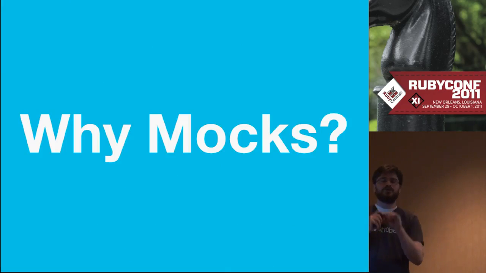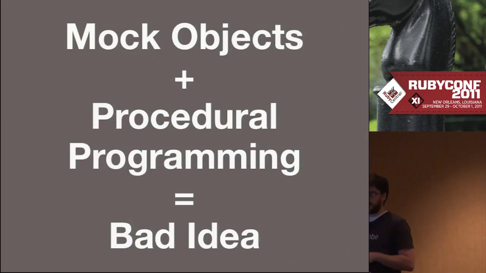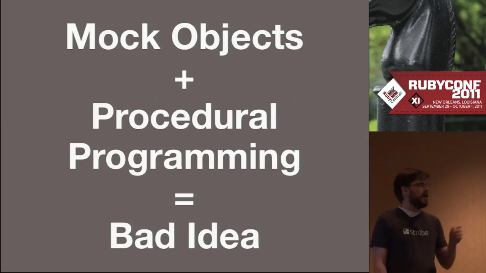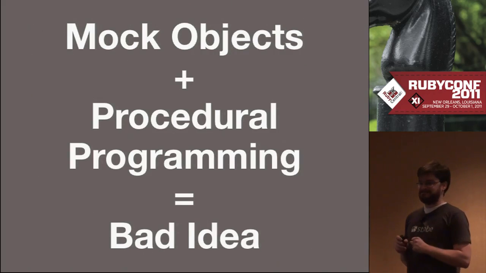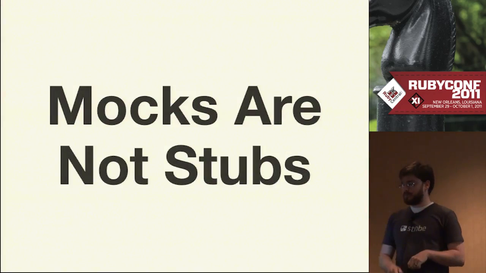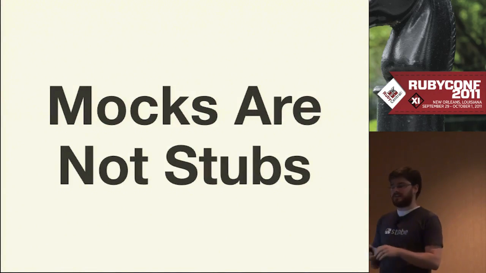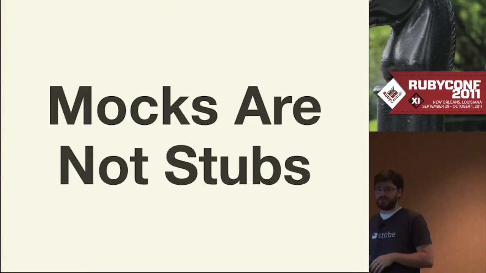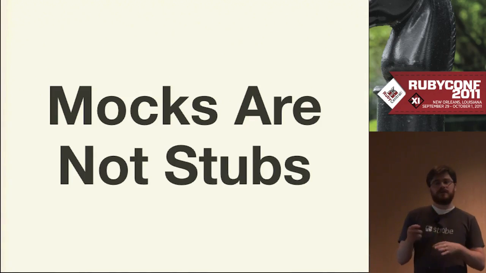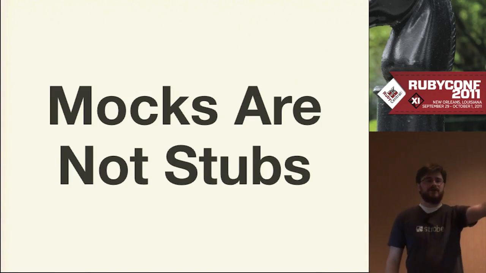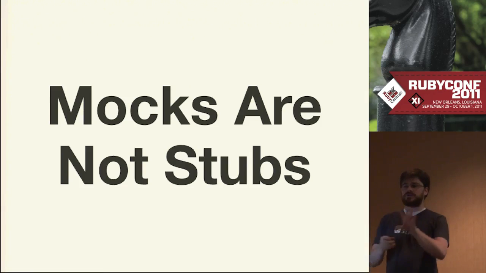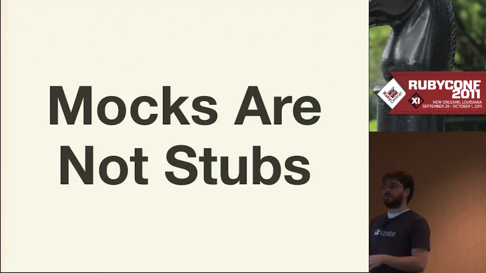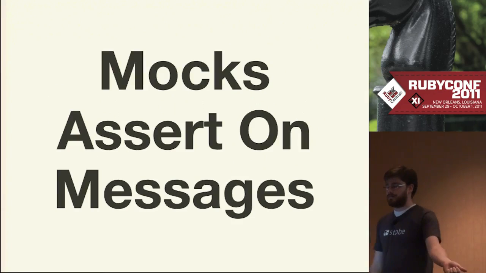Okay, so why then would we use mock objects? Let's talk about that a little bit. The first thing I want to say is that mock objects plus procedural programming is a bad idea. Almost always. First thing relating to that, mocks are not stubs. Now, I hear a lot of people talk about, well, I'm just going to mock out that object, because mock objects are the way that people generally have done that. But there's a subtle distinction between what is a mock object and what is a stub.